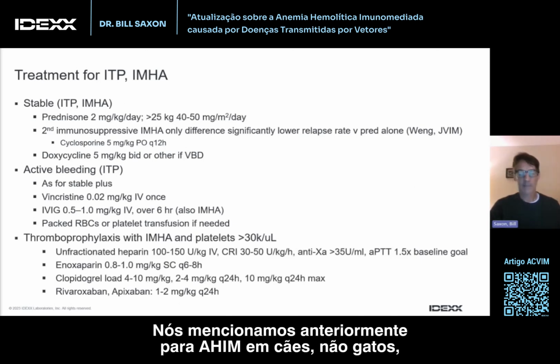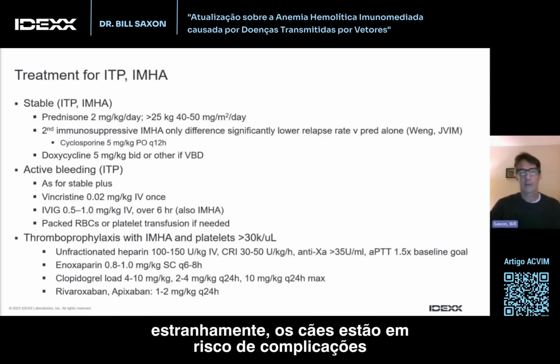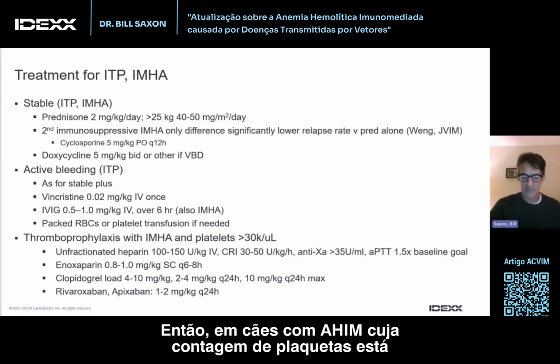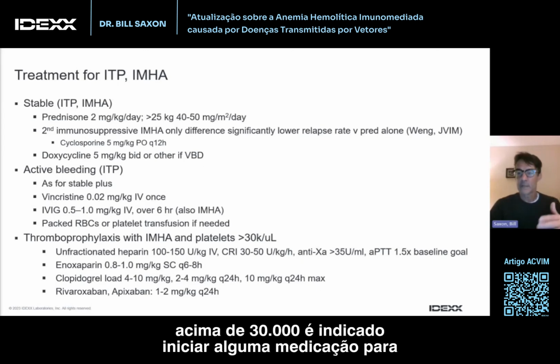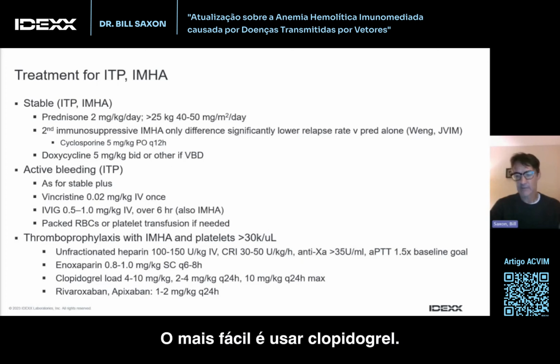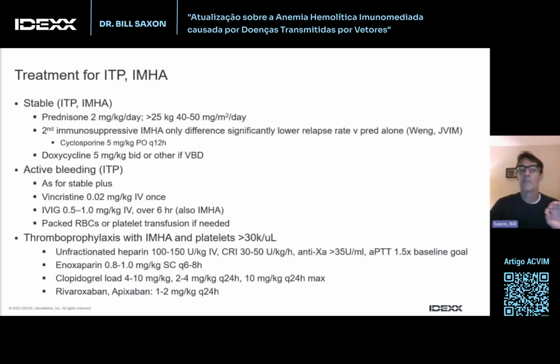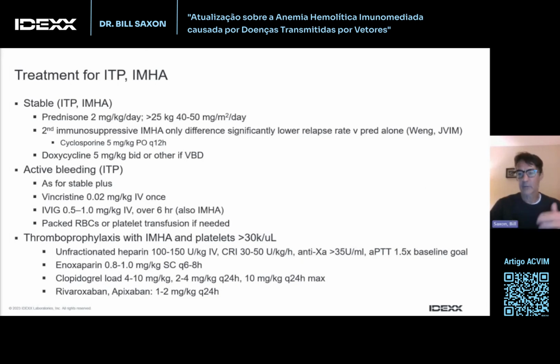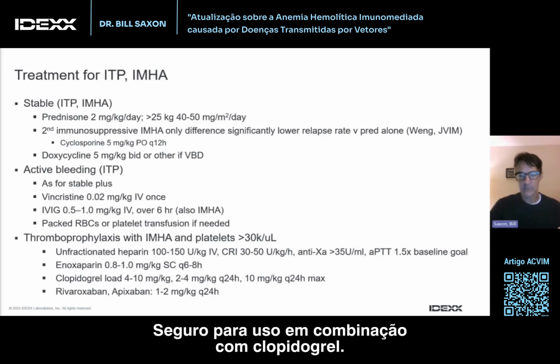We mentioned earlier for IMHA in dogs, not cats, strangely, the dogs are at risk for thromboembolic complications with IMHA. So in dogs with IMHA whose platelet counts are above 30,000, we want to give them thromboprophylaxis, and you can see the list here. Easiest is to use clopidogrel. If you have access to an oral 10A inhibitor like rivaroxaban or others, fine. Safe to use in combination with clopidogrel.